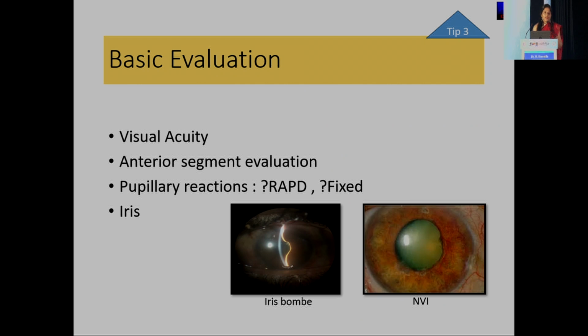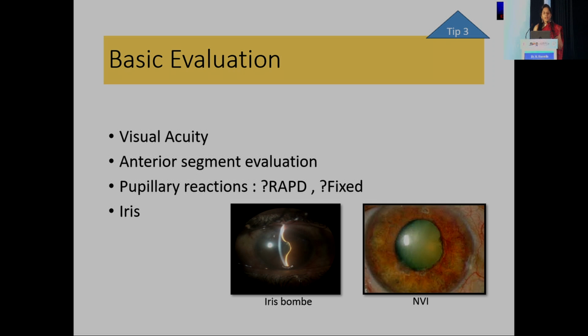So basic evaluation. The other thing is a basic evaluation. So look at a complete comprehensive evaluation. So aim at that. Number one is best corrected visual acuity. Most often you get a good clue as to what is the diagnosis based on the visual acuity itself. So there may be patients who were very good, 6/6 earlier, and they just come with sudden loss of vision. Sudden loss of vision could be a vitreous hemorrhage, could be an ischemic optic neuropathy. So you have to understand that these are the two things that can commonly present with poor vision.